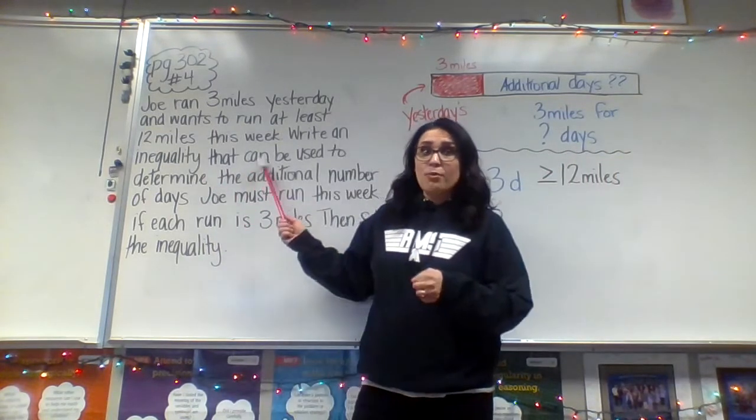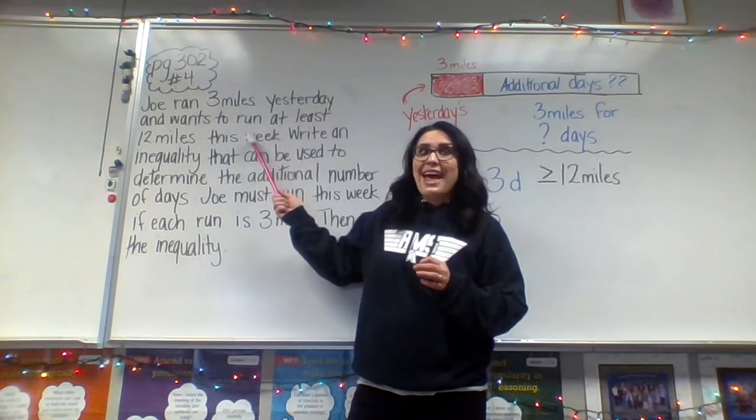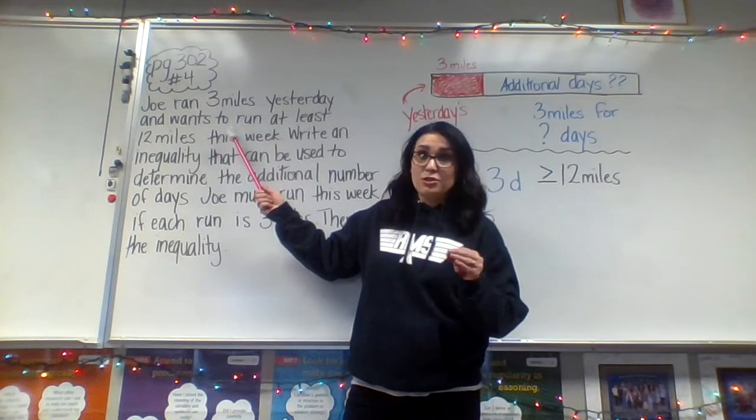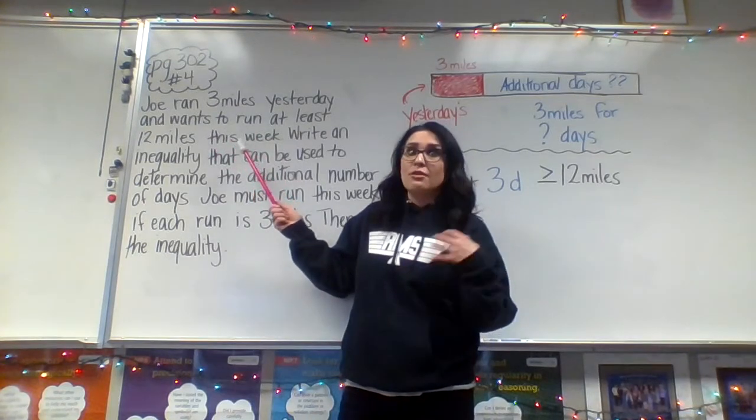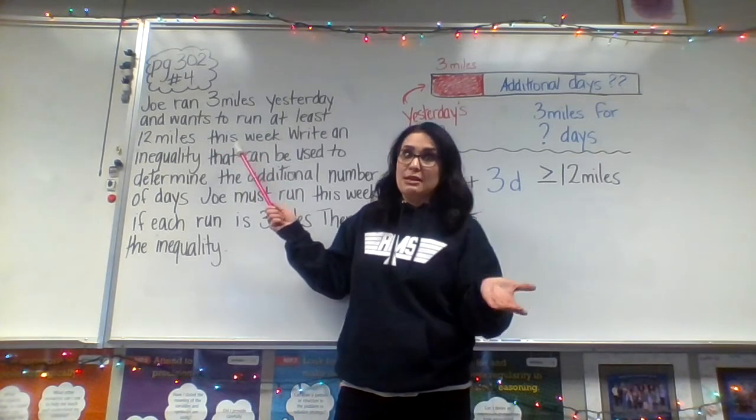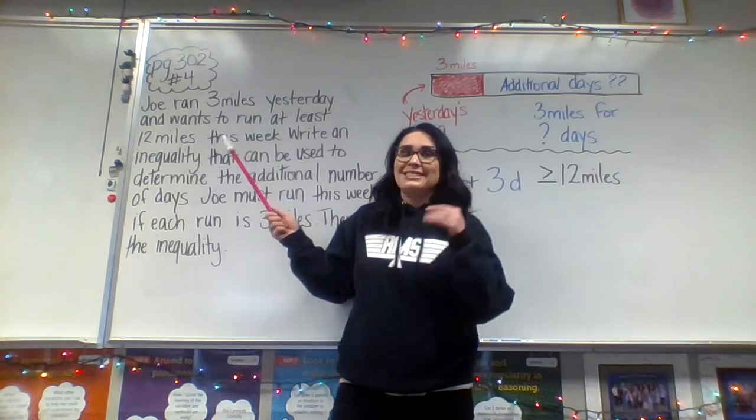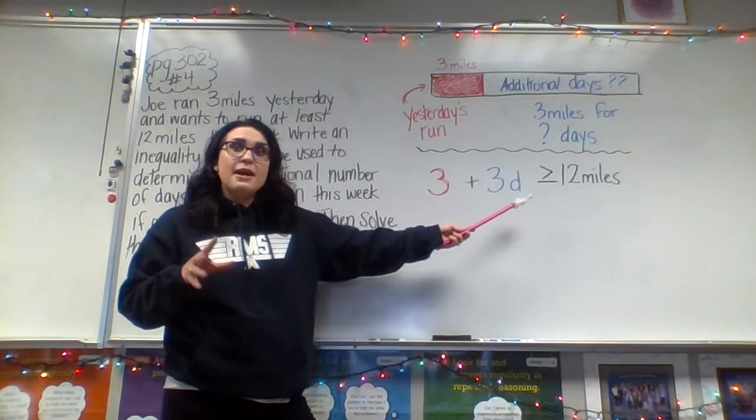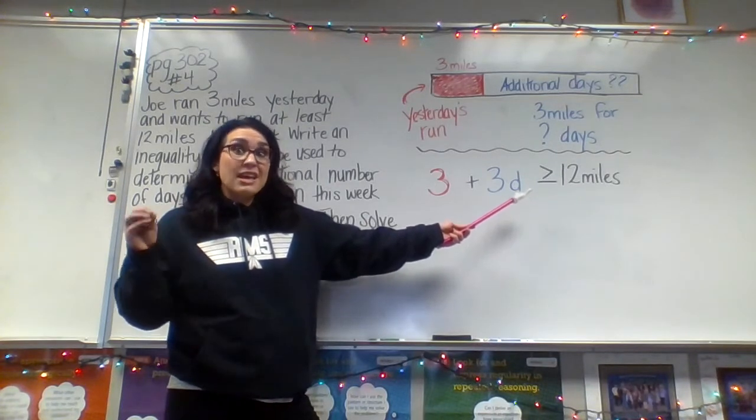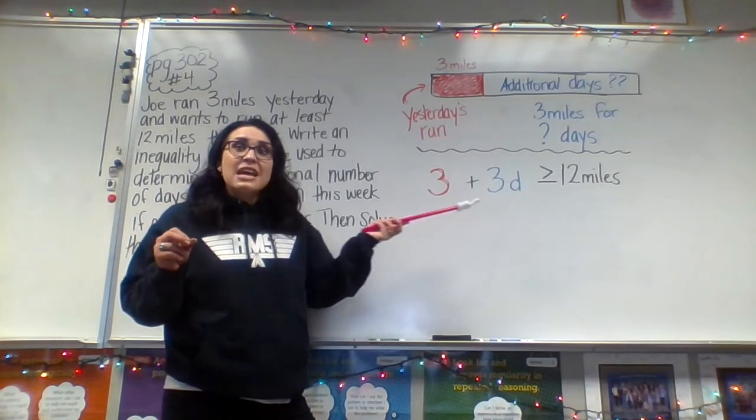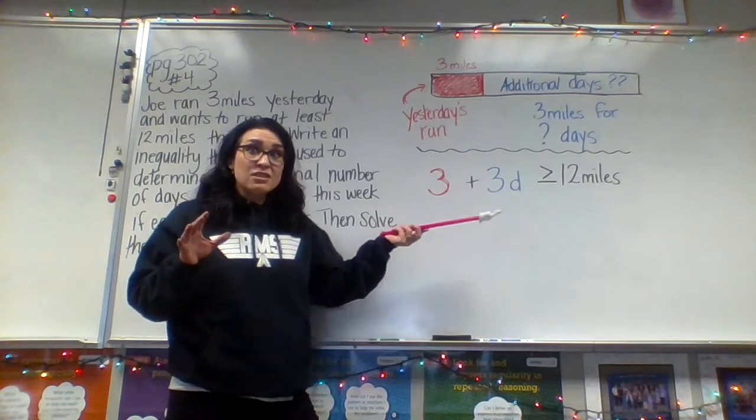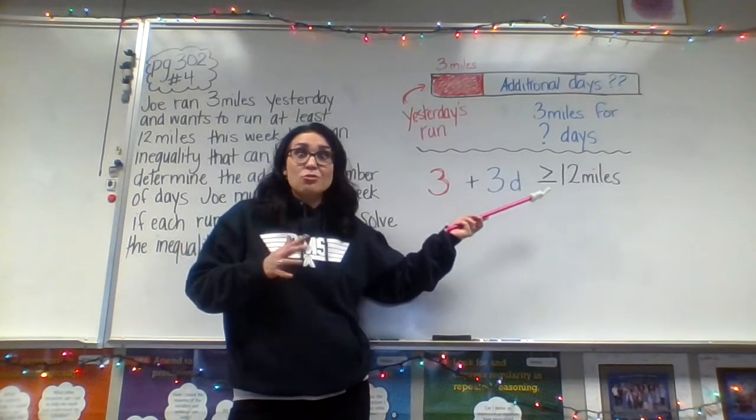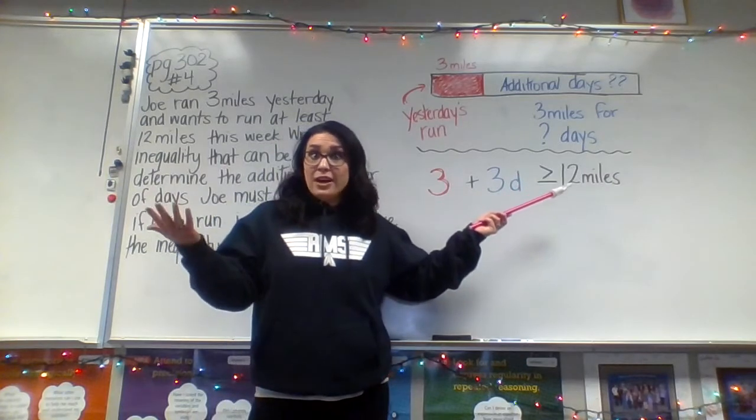Now, if you look at our original problem, it says he wants to run at least 12 miles. So 12 miles, he reached his goal, but he's also okay with running 13 miles, 14 miles, or anything more, right? But he wants to run at least that amount. That is why I've chosen to use the inequality symbol that means greater than or equal to. Because he can run 12 miles, that's the equal to part, but the greater than part means that he can also run more than 12 miles, right?